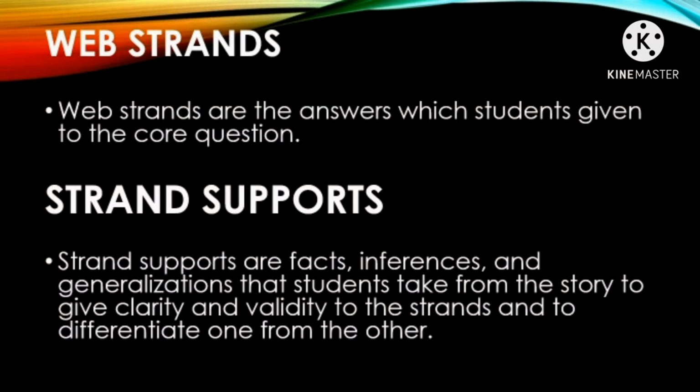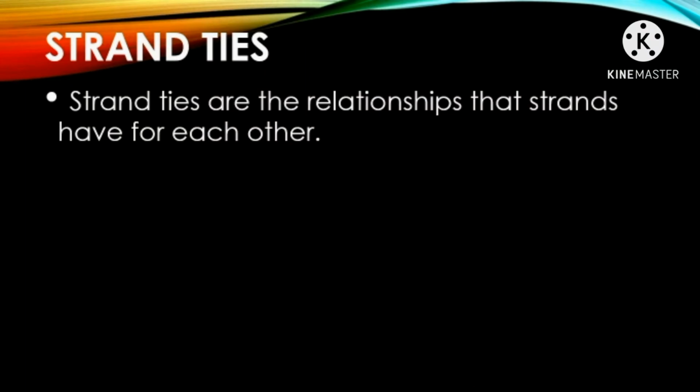And the next one is the strand supports. Strand supports are facts, inferences, and generalizations that students take from the story to give clarity and validity to the strands and to differentiate one from the other. Again, using the Adarna bird, we find that the important strand supports for the king are a good ruler, was very sick, and had a strange malady which could be cured only by the sweet songs of the Adarna bird.